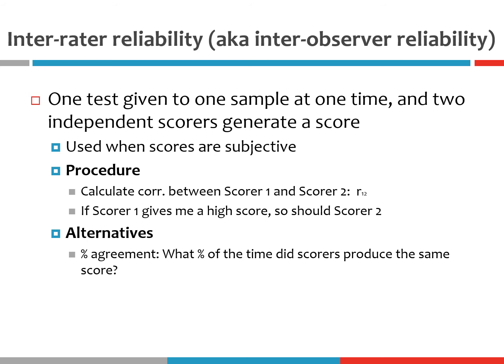We primarily use this procedure or this test of reliability when whatever we're attempting to measure is inherently subjective. So what we would do in this case is again calculate a correlation, but this time between the scores given by our first observer and the scores given by our second observer. Our fundamental assumption is that if the first observer gives a high score on whatever index we're measuring, then the second scorer should also give a high score if their scores are reliable or consistent.